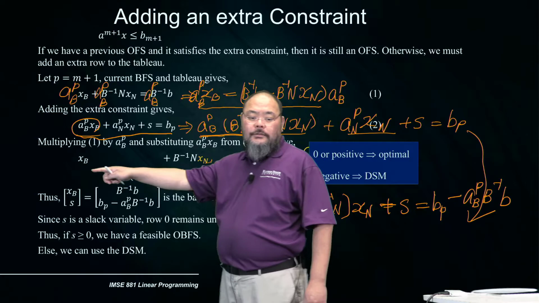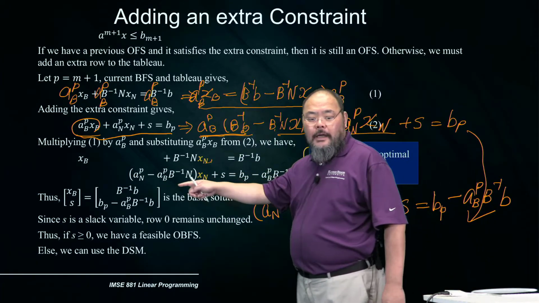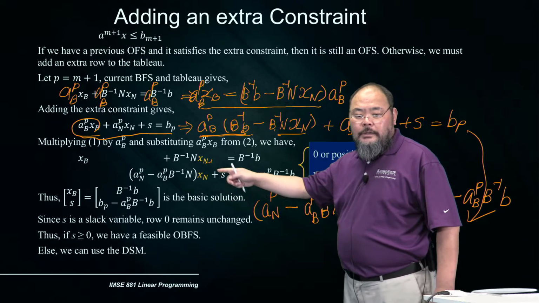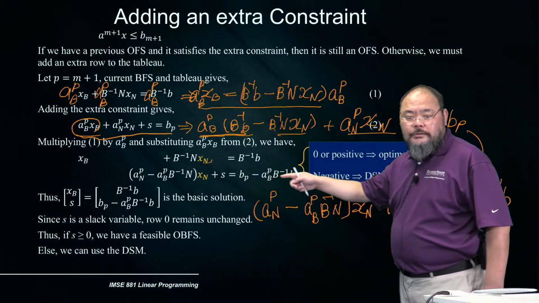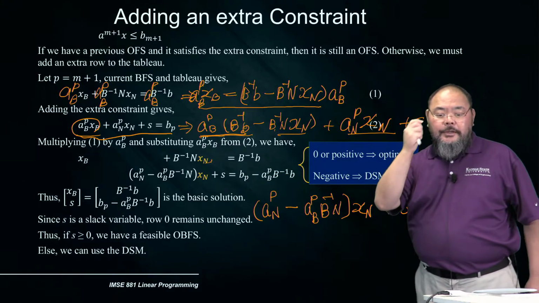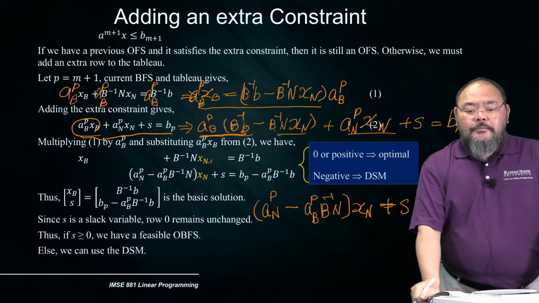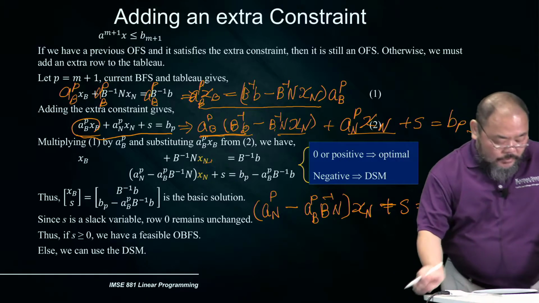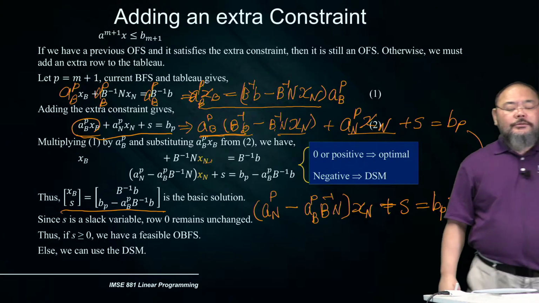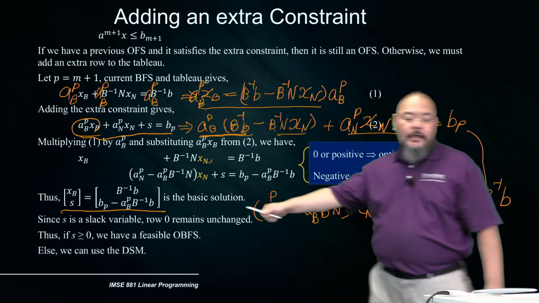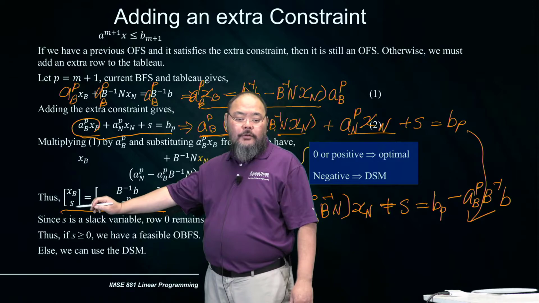So the current basic solution, xB equals B inverse times b. And s, the slack variable, equals this right hand side: b_p minus A_bp times B inverse times b. So we create a current basic solution equal to xB plus s, because s currently is the default basic variable.